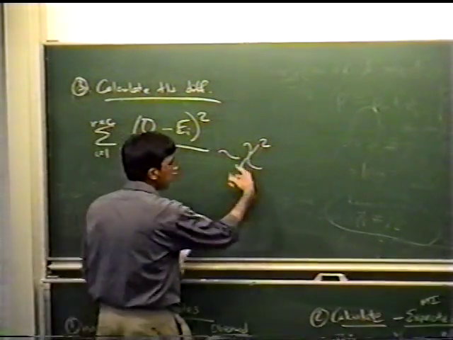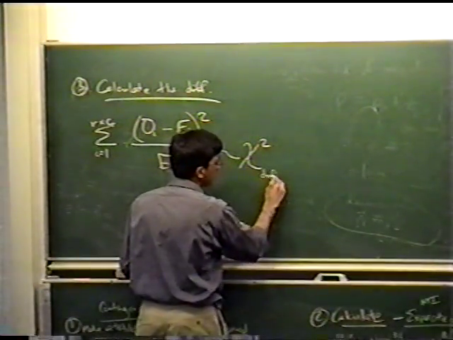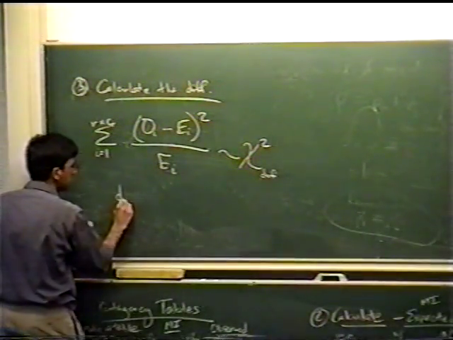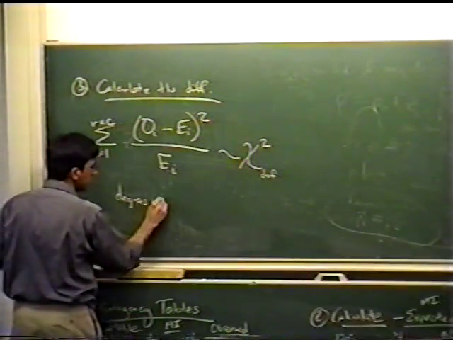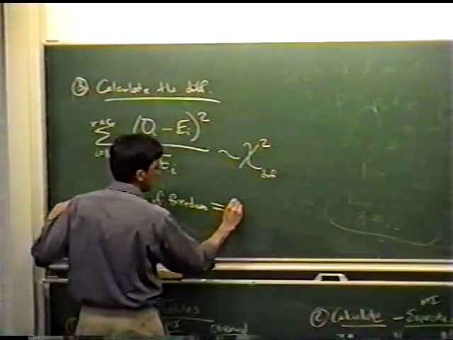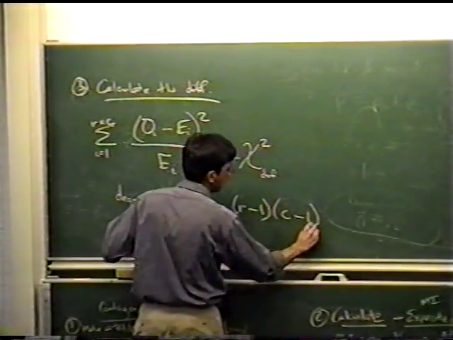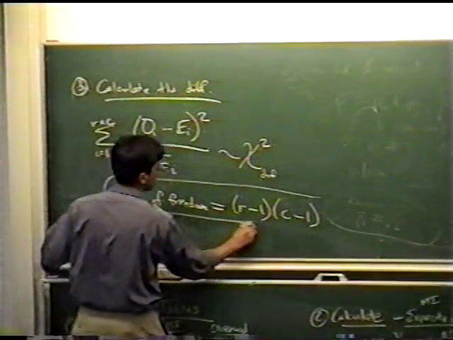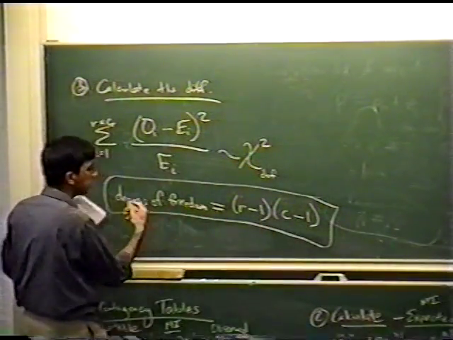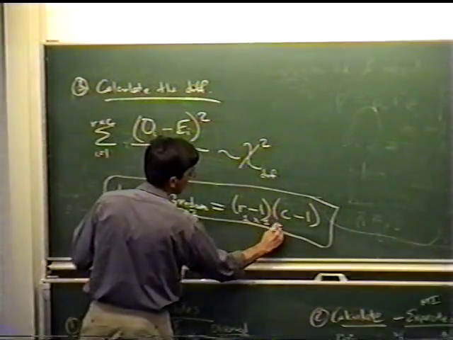And chi-squared is dependent on the number of degrees of freedom. And the number of degrees of freedom, just like in a t-distribution in this sense, is just the number of rows minus 1 times the number of columns minus 1. It's that product. So if you're dealing with a 2 by 2 table, it's just 1 times 1, so that's 1.